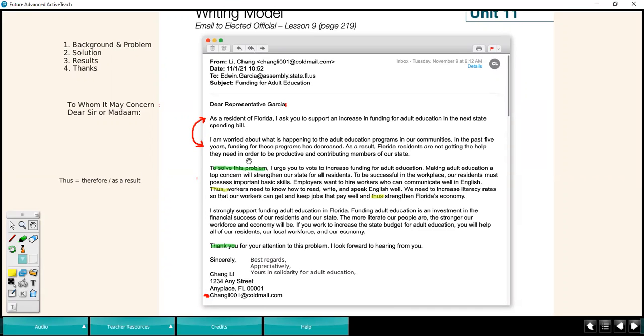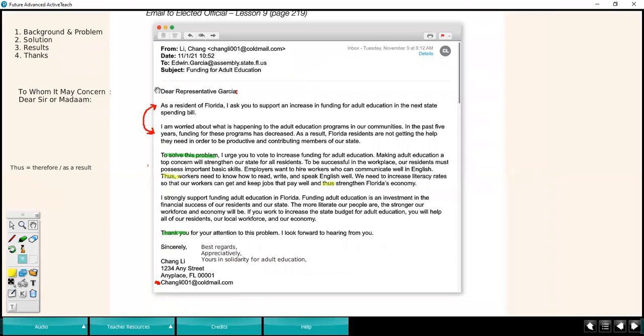Okay. Remember, we always read like a writer so we can write like a reader. And so I look at this example and say, there's a lot that I like about it, but there are things that I can also improve and I want to apply to my writing. So let's look at it. The subject is funding for adult education, written by Chang Li to the representative whose last name is Garcia.